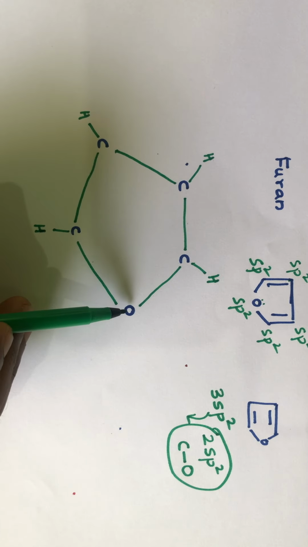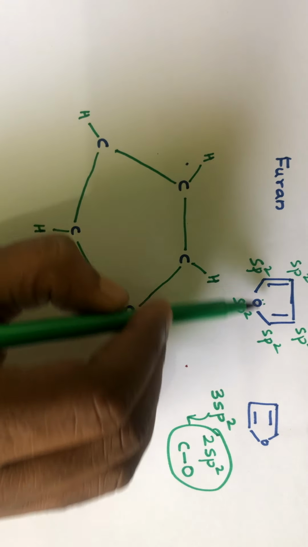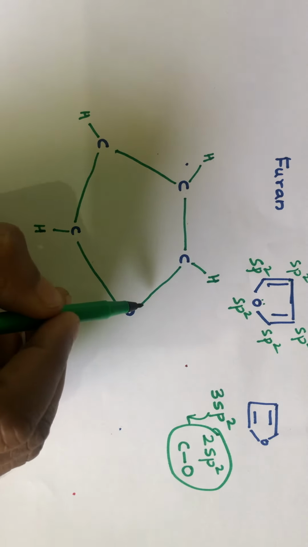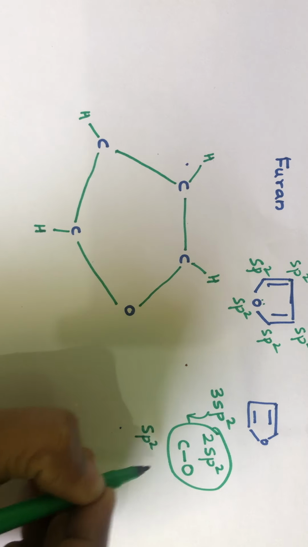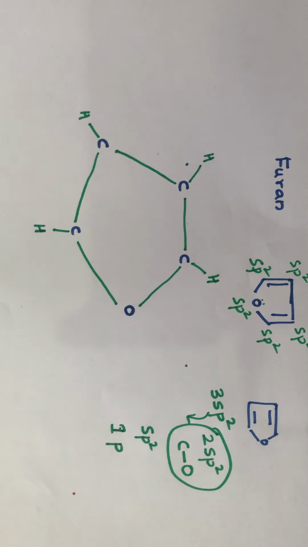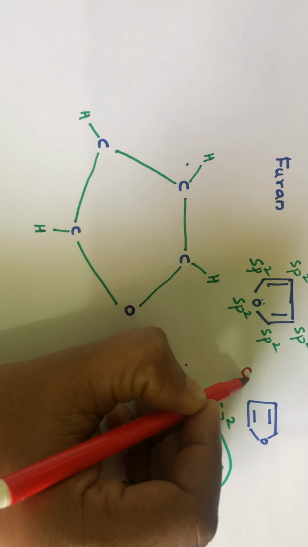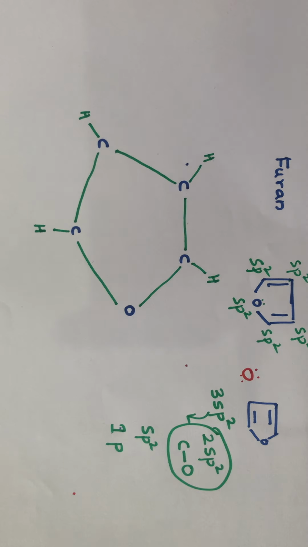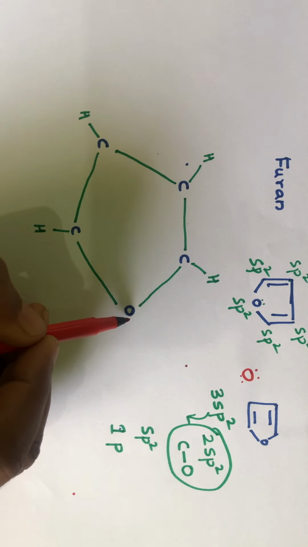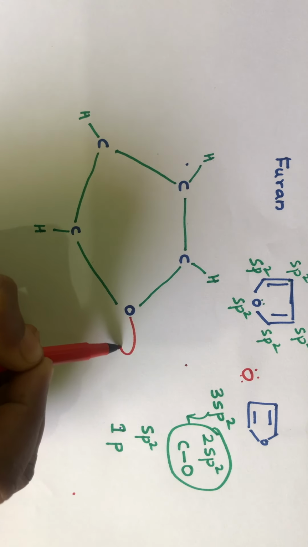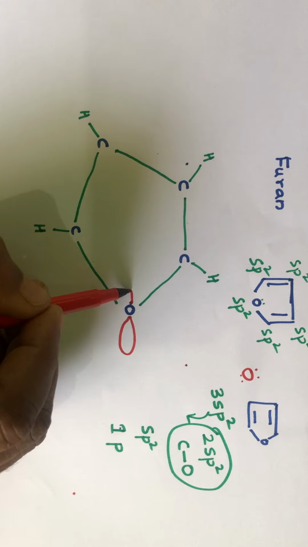This also has sp2 hybridization. That means it also has 3 sp2 hybrid orbitals. So out of 3 sp2, 1 sp2 is utilized here, another sp2 is utilized here. So 1 sp2 is remaining and 1 unhybrid p orbital is remaining. Now, we know that oxygen contains 2 lone pairs of electrons. When it is bonded, it contains 2 lone pairs of electrons. So it has 1 sp2 and 1 unhybrid p.